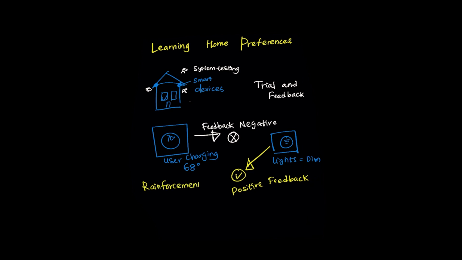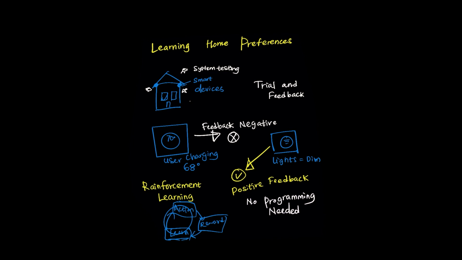Supervised learning needs labelled examples that don't exist. Rule-based systems require explicit programming, and offline batch processing describes when, not how learning occurs. Reinforcement learning discovers optimal preferences through experience.